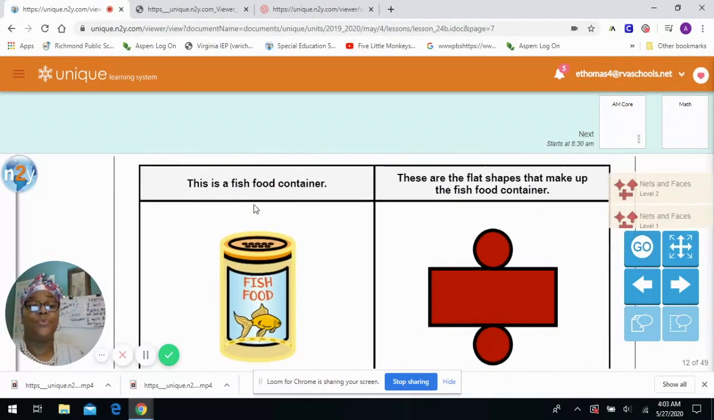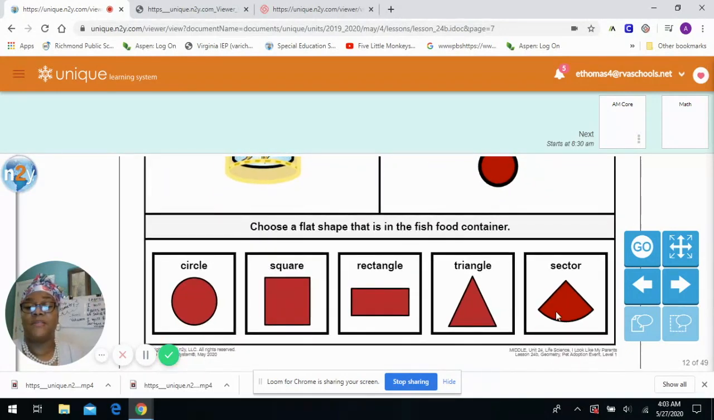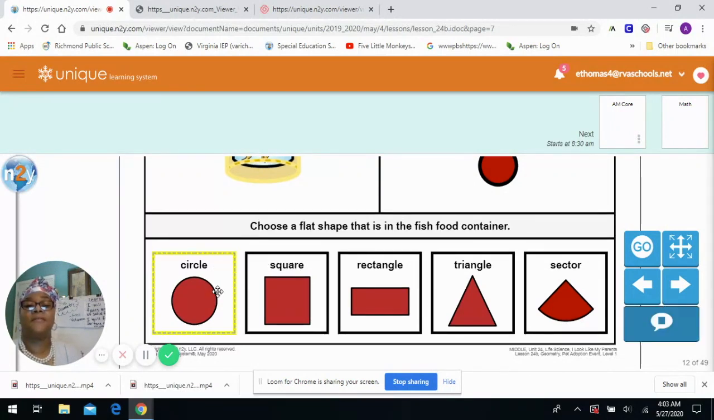All right, so this is a food container. And these are the flat shapes that make up the fish food container. So you have 2 of the circles and 1 rectangle. That's the net that makes it up. Choose the flat shape that is in the fish food container. So what flat shape is it? Which one? The circle? Yes, the circle. Good job. Excellent.